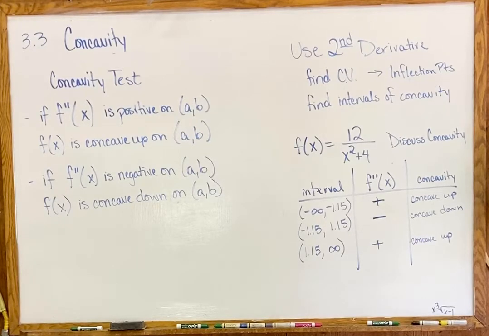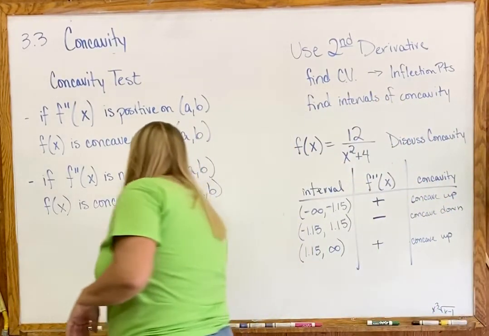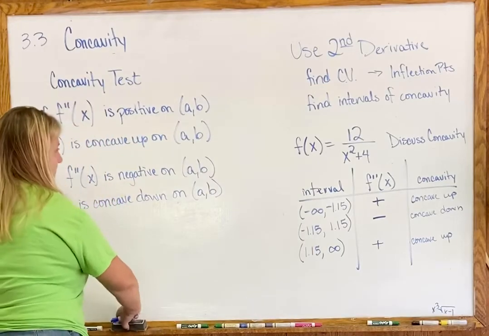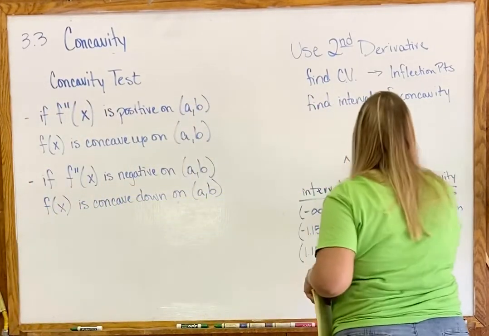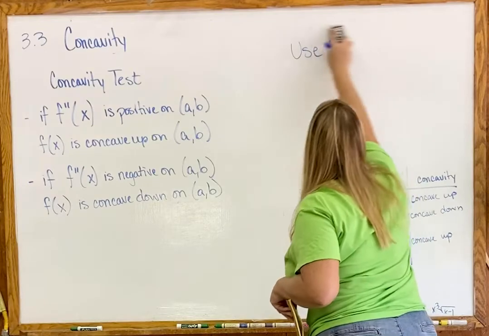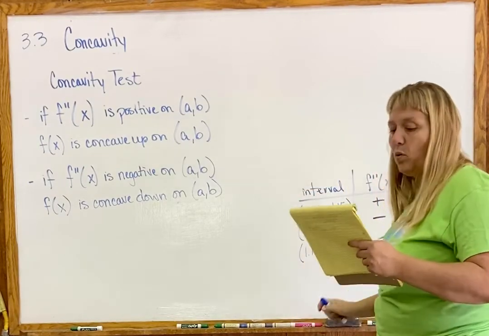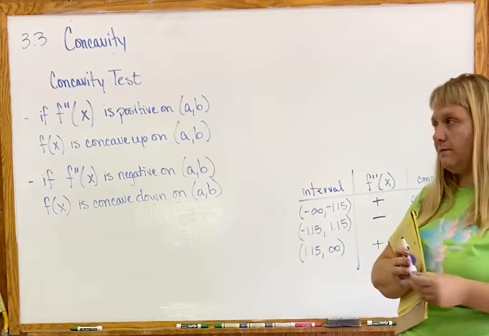Now, in our case, for business applications, we're not really worried whether every single graph is concave up or concave down or inflection points, but it does have one main purpose. Okay, so in business calc, concavity comes down to what we call the point of diminishing returns.